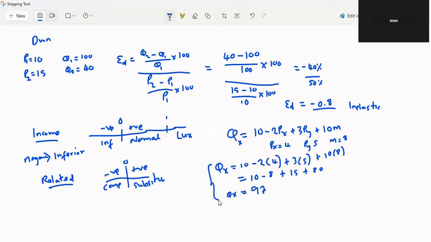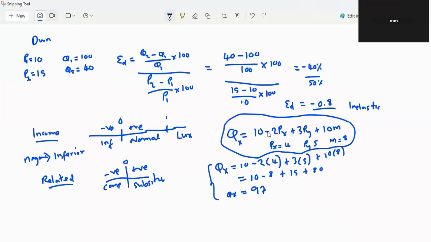So I repeat, we're given a demand function here. I know that this demand has two goods, X and Y. The price of good X is 4 kwacha, the price of good Y is 5 kwacha, and the income is 8 kwacha. Just by looking at this, you're able to tell whether these are substitute goods or these are complementing each other.